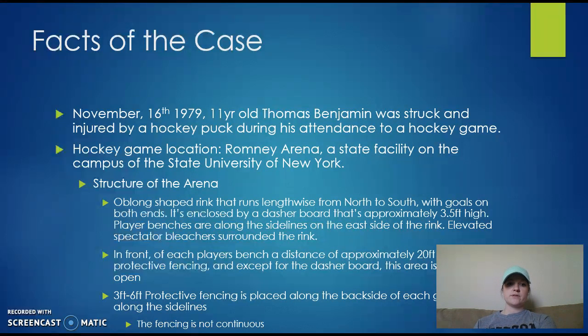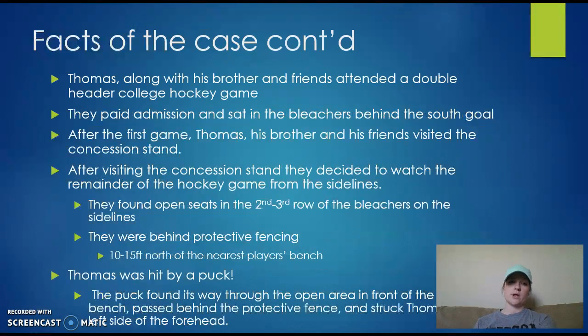So in front of each of the players' benches on the east side of the rink, there was approximately 20 feet where there's no protective fencing except for the dasher board that was about 3.5 feet high. And so that area is essentially open. And then there's 3 feet to 6 feet protective fencing that's placed along the back side of each goal and along the sidelines. However, this fencing is not continuous around the entire rink.